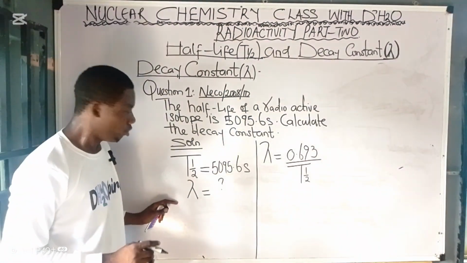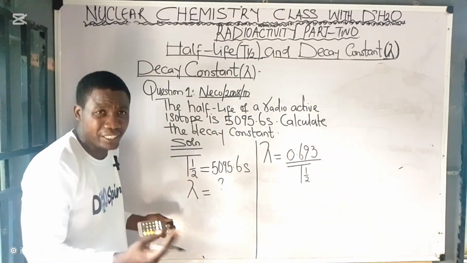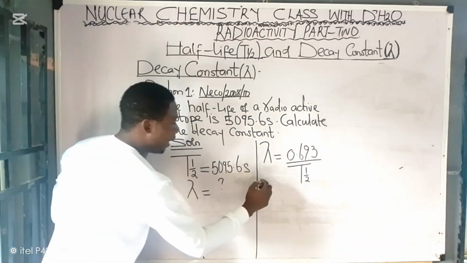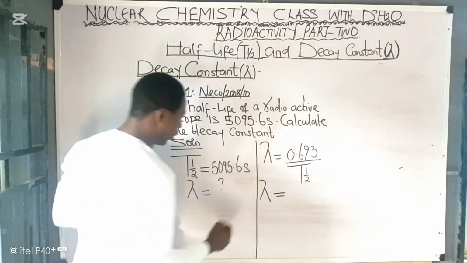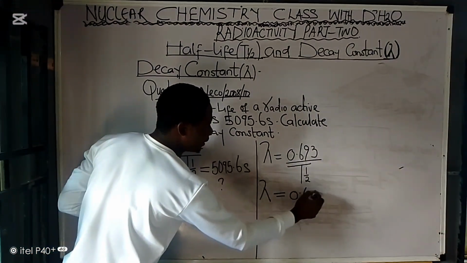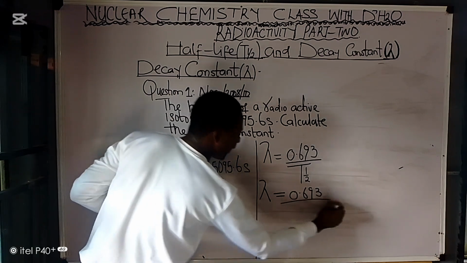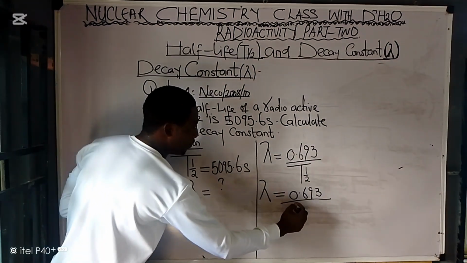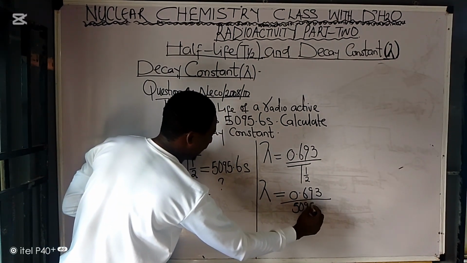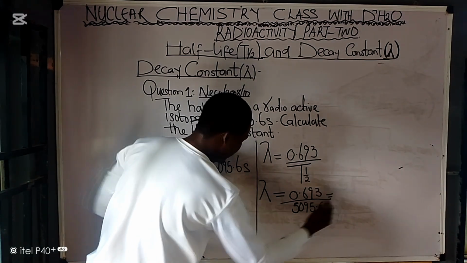You see, what is your half-life? Very easy, just simple substitution. You have decay constant equals 0.693 divided by the half-life. See the half-life, 5095.6. So let's divide that quickly.